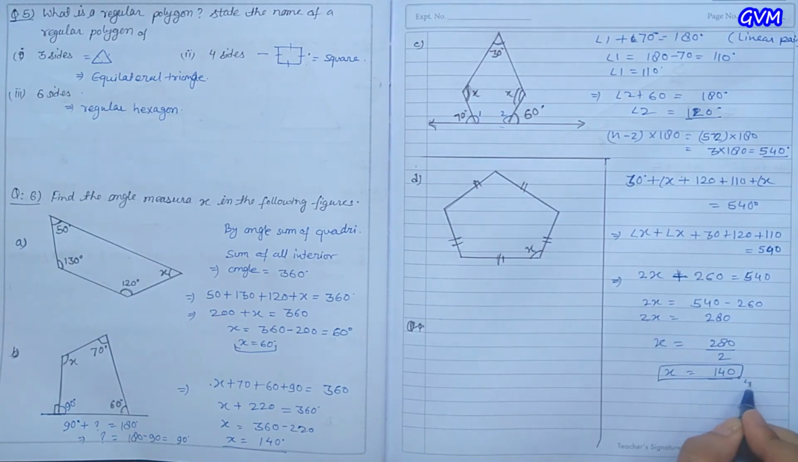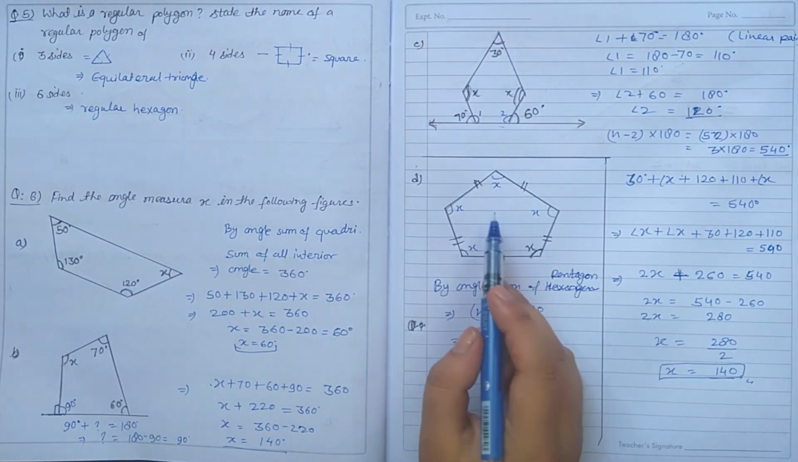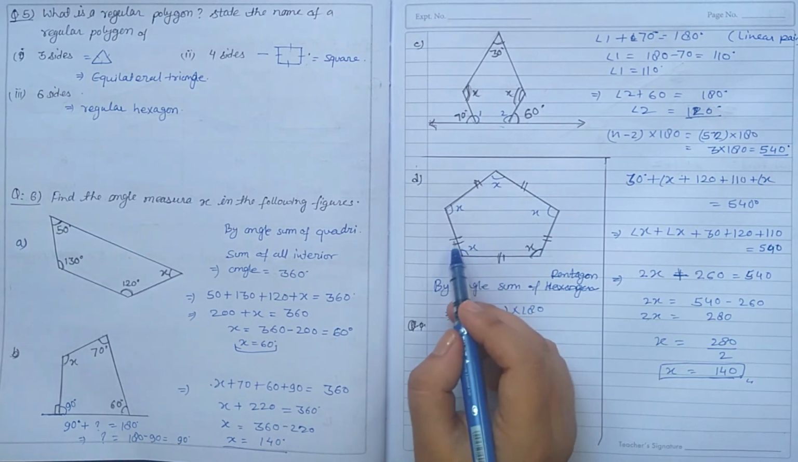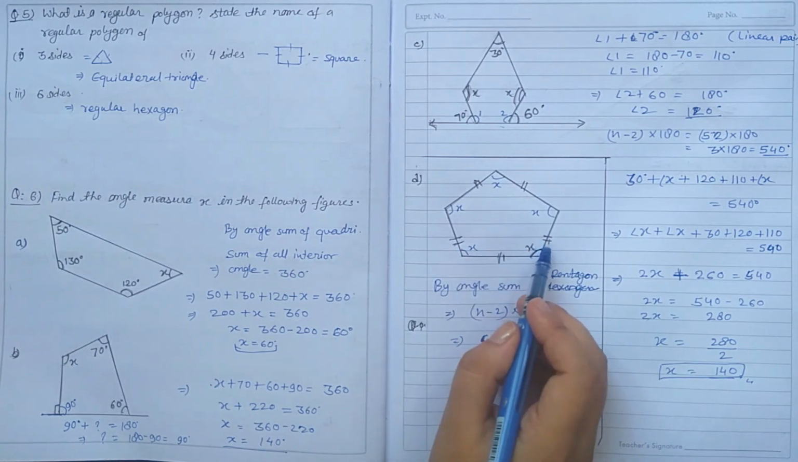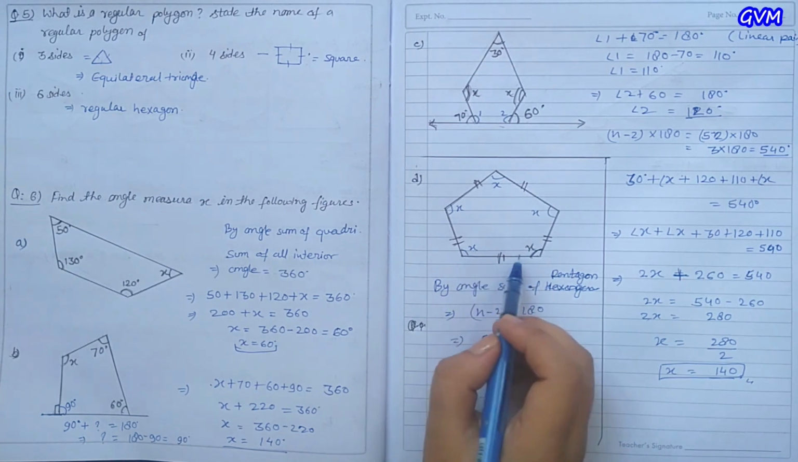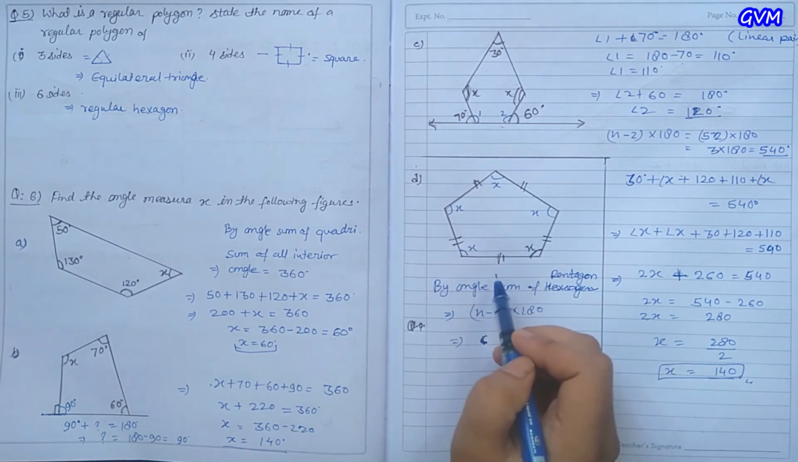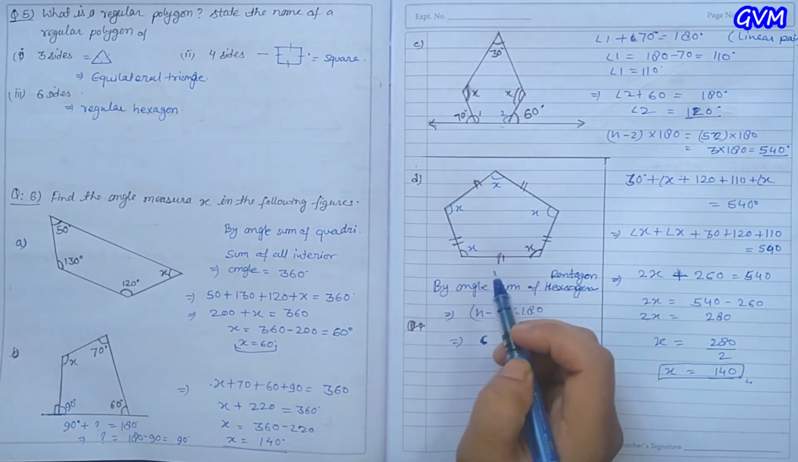So this is our answer. Now D part is, we have a pentagon. In the figure we can see that all the sides are equal, and we have been given this 1x. So if this is a regular pentagon, we know that all the sides and angles are equal. So all the angles will become x.